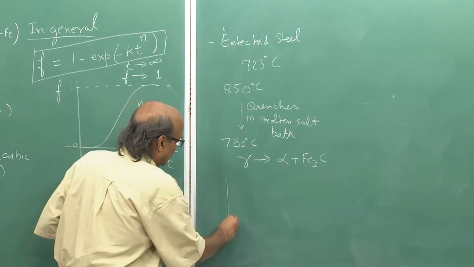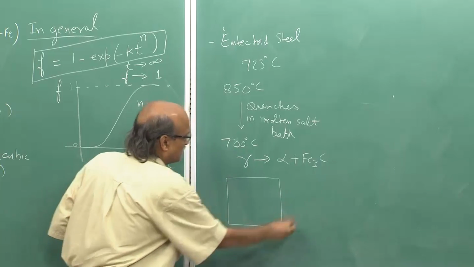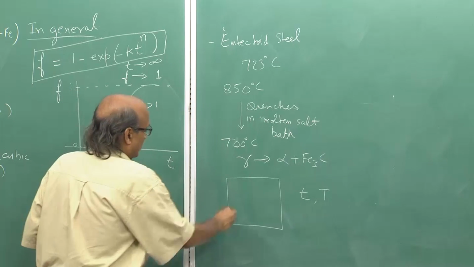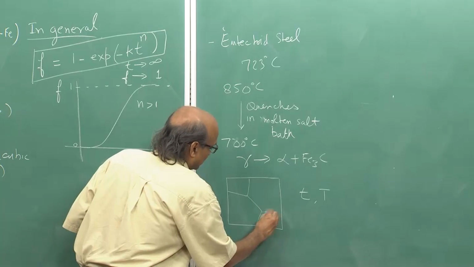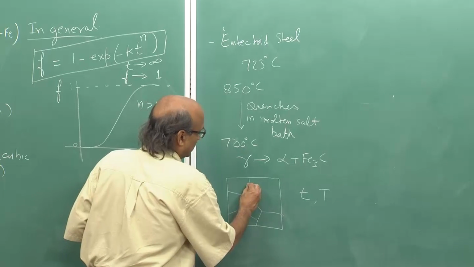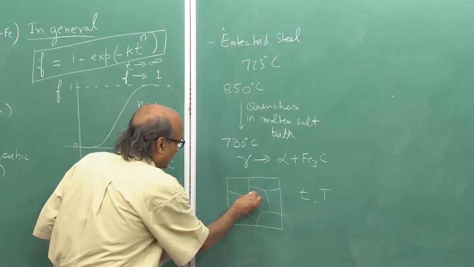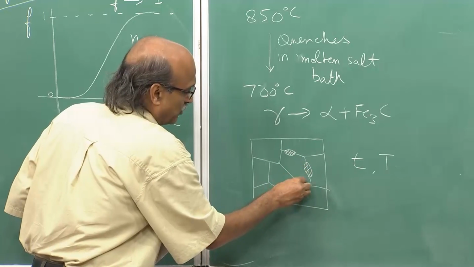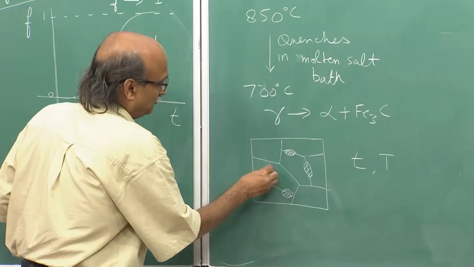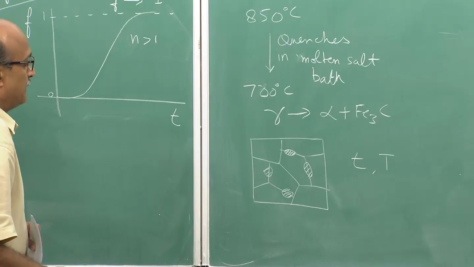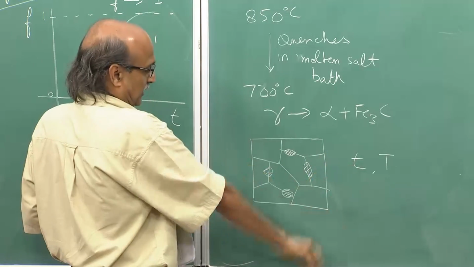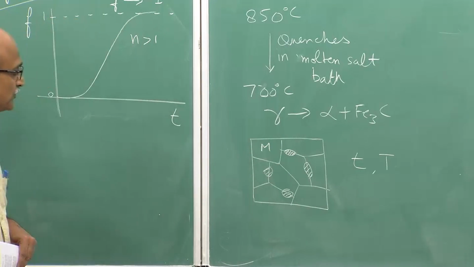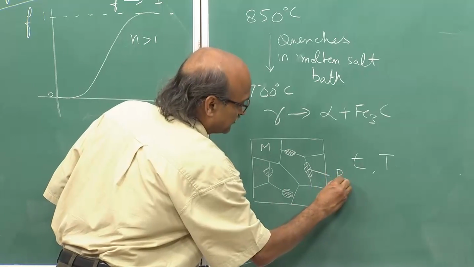So, then finally, the microstructure one would get at some time t, kept at some temperature capital T: suppose these were my initial austenite grain boundaries, one will start to form pearlite at those boundaries, and the rest of the untransformed austenite will be made to transform to martensite. So, I will have martensite and pearlite.